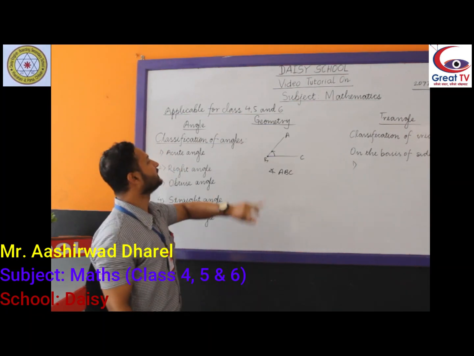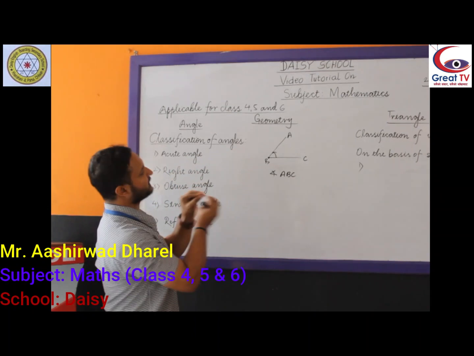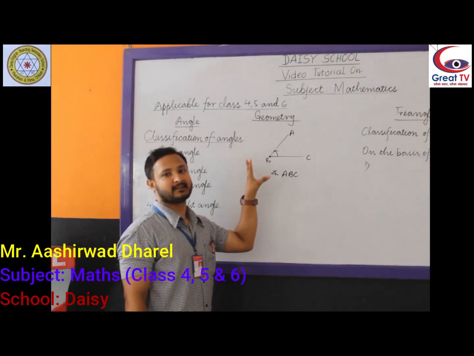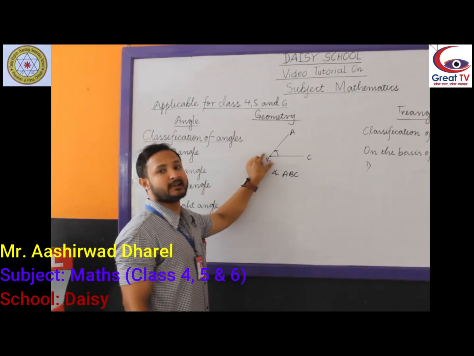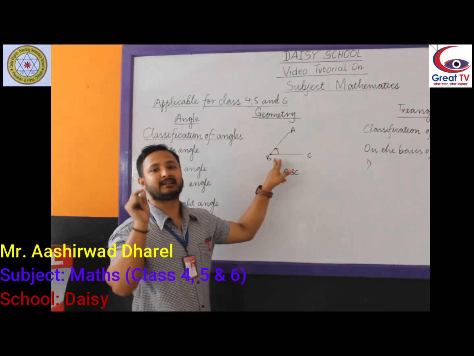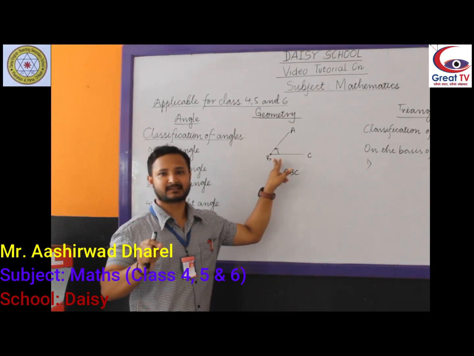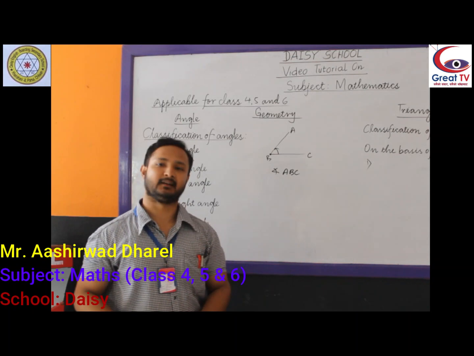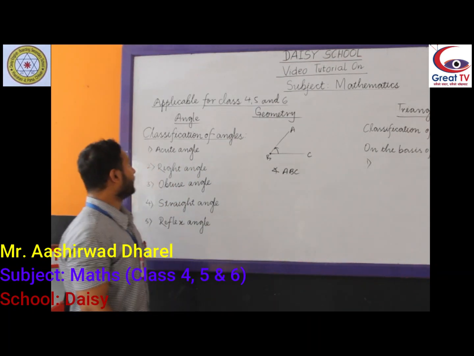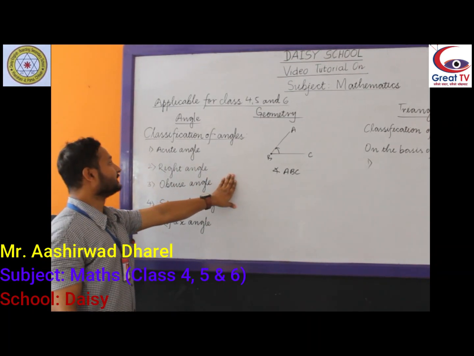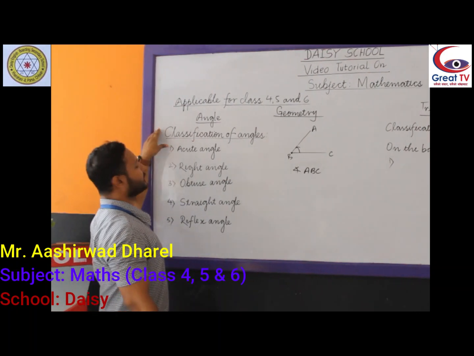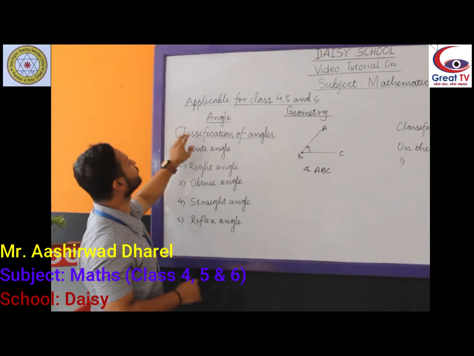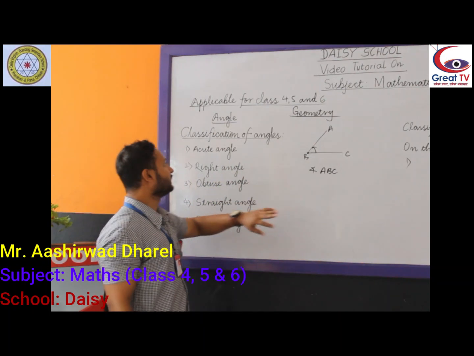If we draw two straight line segments or two rays which meet at a common point or vertex, then that is called an angle. Okay? After this, we would like to switch to the classification of angles.